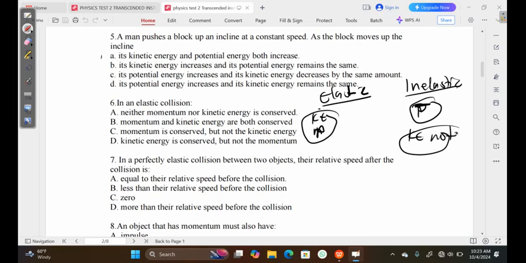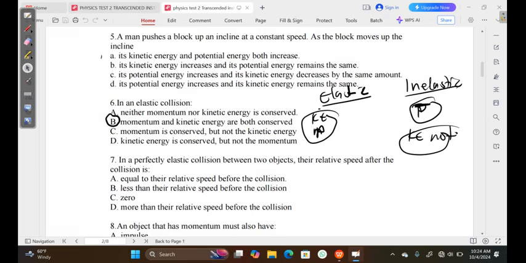So the question is, in an elastic collision, what happens? Both kinetic energy and momentum are conserved. That's the answer. Let us look for that answer. Neither. No, momentum and kinetic energy are both conserved. B is the correct answer.